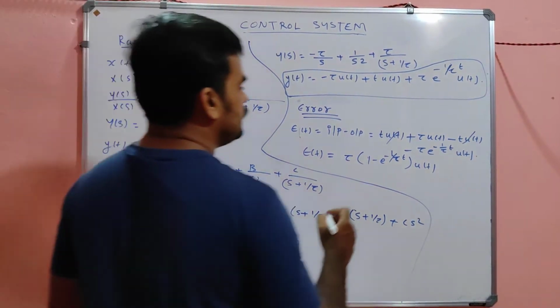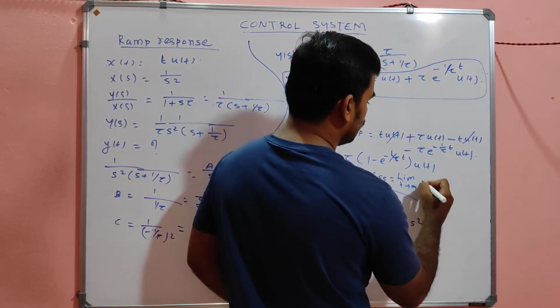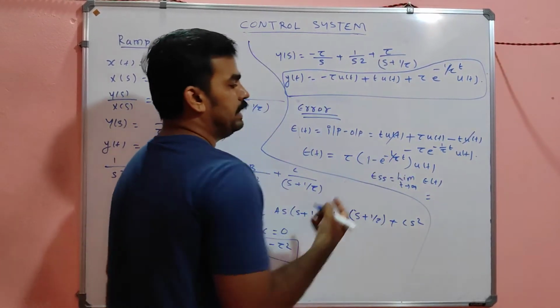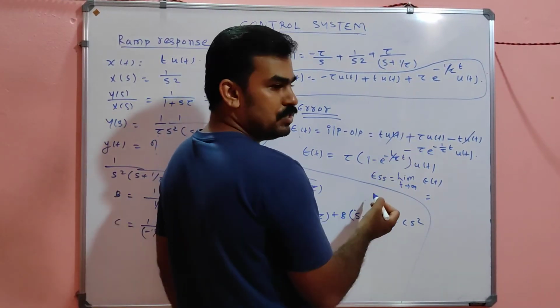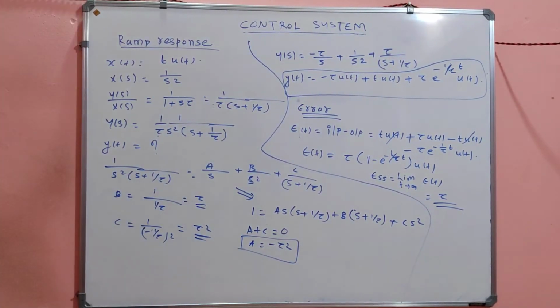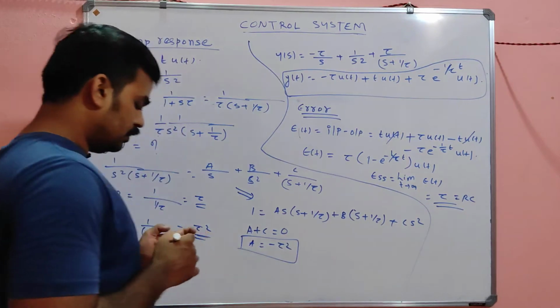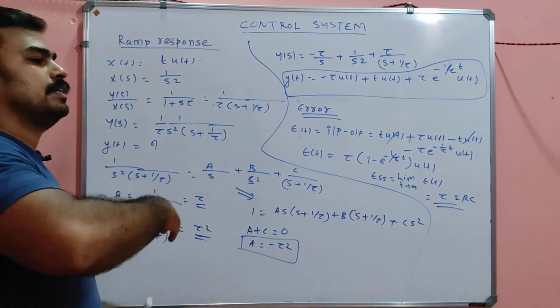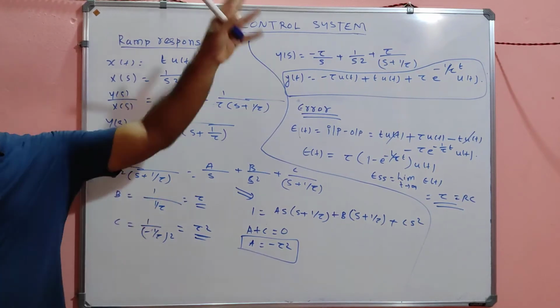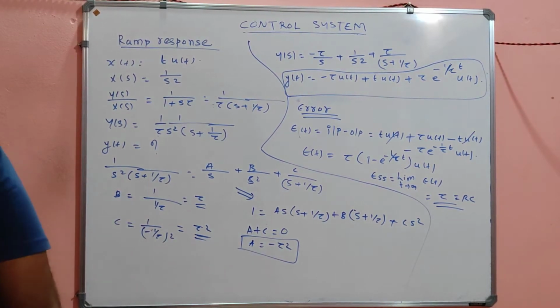Then what is the steady state error now? Steady state error is equal to limit t tends to infinity of e of t. Apply t tends to infinity, then this term will become 0, this term will not be there. So simply tau will be the result. The error will be nothing but tau, which is equal to RC. So this much error will be there when it is operated for a very long time. That is the physical meaning, the physical interpretation. Is it clear, my dears?